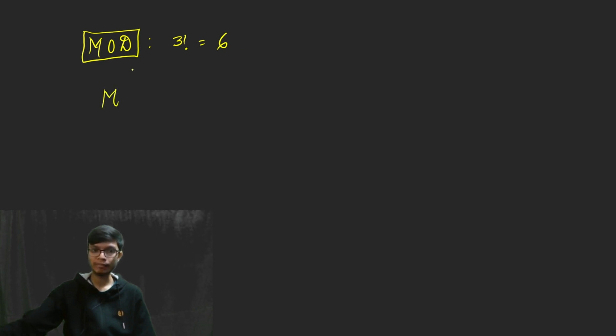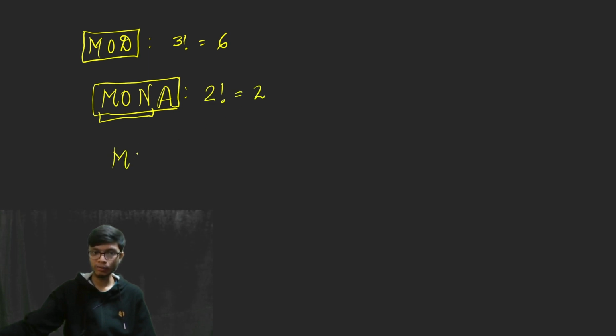Similarly, after D, the MO is fixed. After D, the alphabetical order is N, and N is again present in the word Monday. That means MON is again fixed. Now we have to look for the words which have A after it. So we have to look for words which have MONA as the first 4 letters. This can be permuted in 2 factorial ways, that is basically 2.